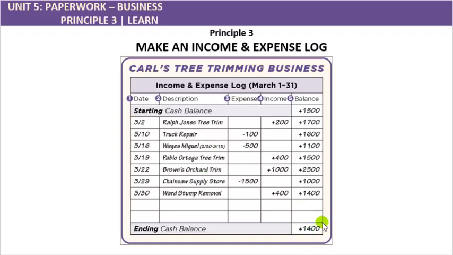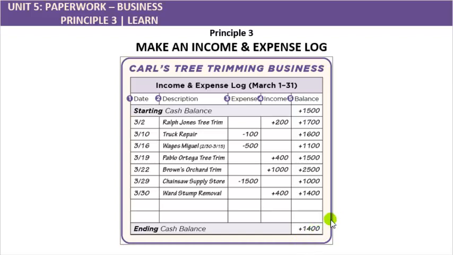Is Cow's business sinking? Looking at his ending cash balance. When he started the month, he had 1,500. At the beginning of the month, he has 1,400. Is Cow's business sinking or floating?